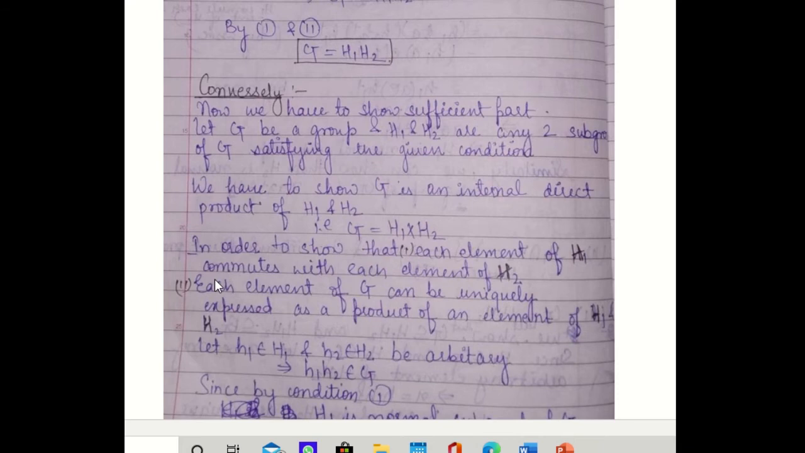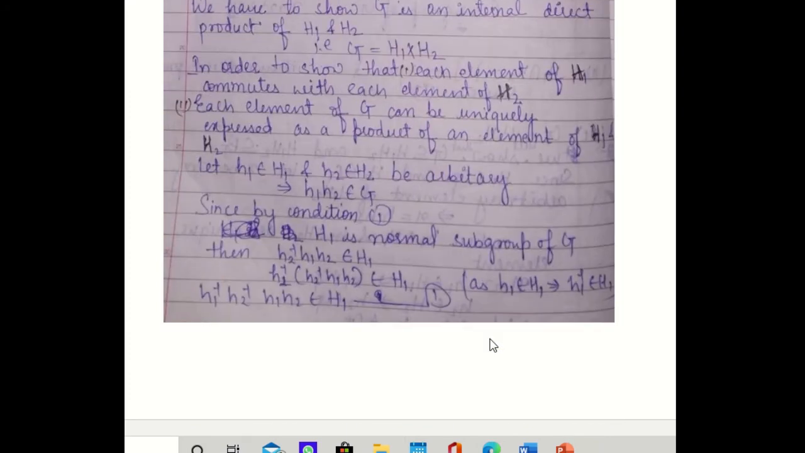Now conversely, we have to show: let G be a group and H1, H2 be any two subgroups of G satisfying the given conditions of the direct product. We have to show G is an internal direct product of H1 and H2, that is, G is equal to H1 cross H2. Now, in order to show this, we show that each element of H1 commutes with each element of H2, and each element of G can be uniquely expressed as a product of elements of H1 and elements of H2.